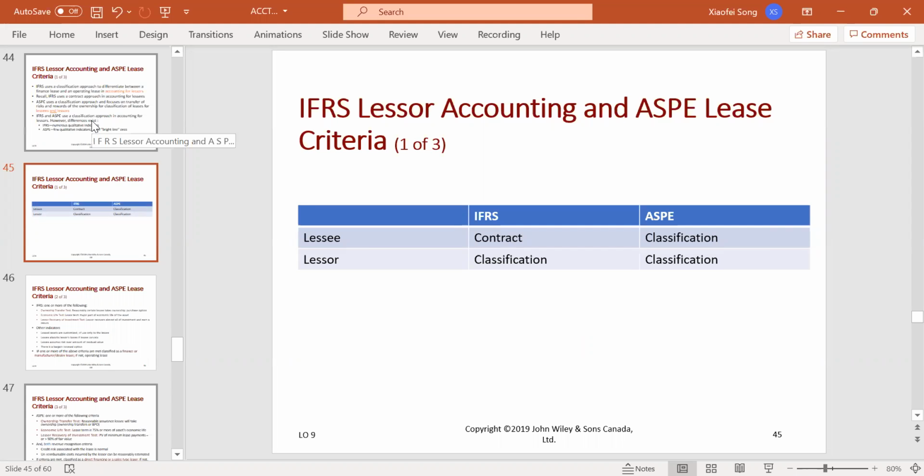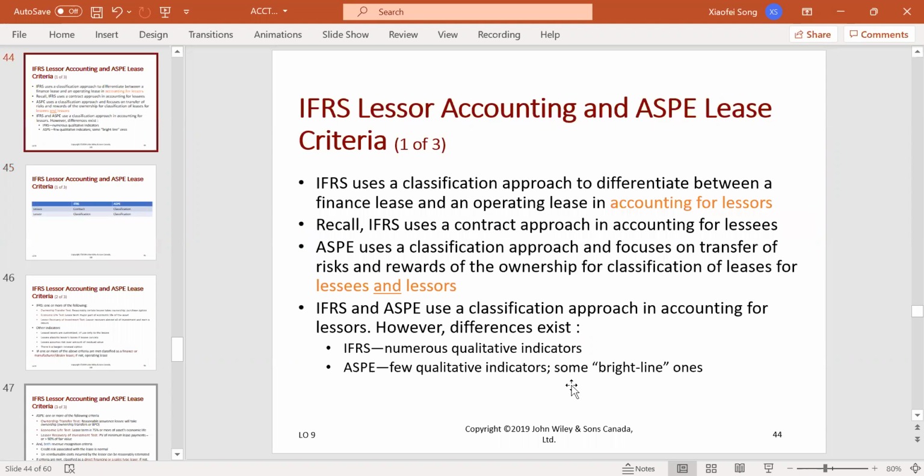Despite both IFRS and ASPE using a classification approach for the lessor, there are differences. IFRS is more principle-based on this matter, and ASPE is more rule-based. The classification criteria under ASPE are hard lines: 75% of the useful life, 90% of the fair value. Whereas under IFRS, it's more about what is the essence, what is the characteristic. More qualitative criteria, and there are a few more of those.